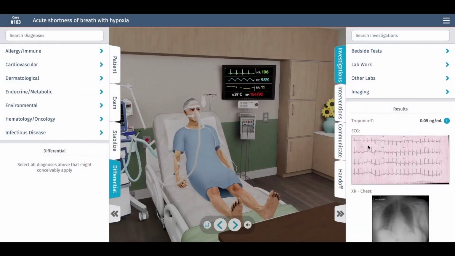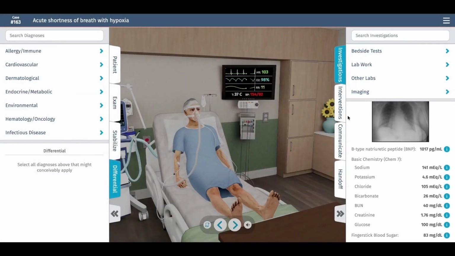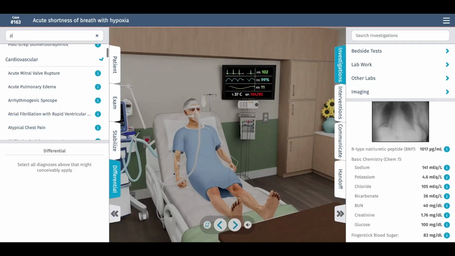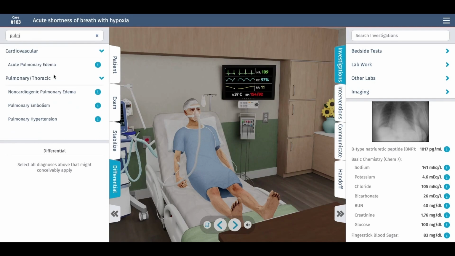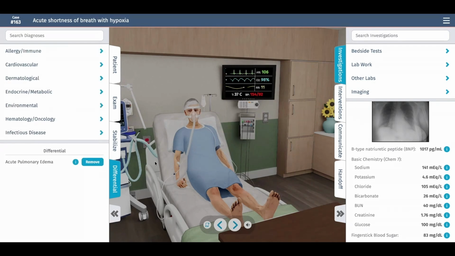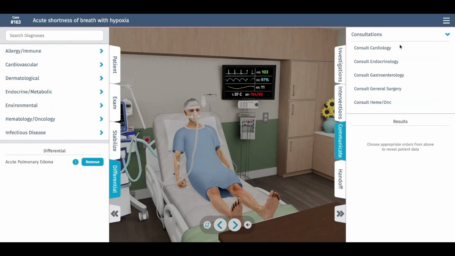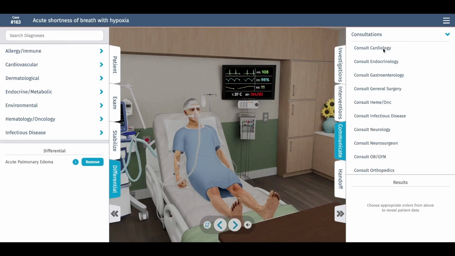Okay. So I think this patient, let's diagnose them. That's not going to be a volume overload. Let's say pulmonary edema. Acute pulmonary edema. And then let's communicate to cardiology because we're good friends.